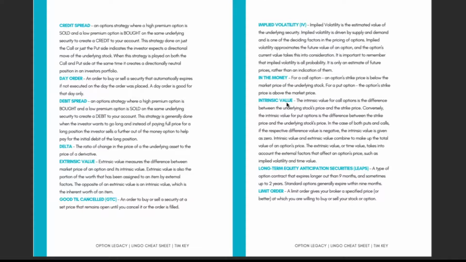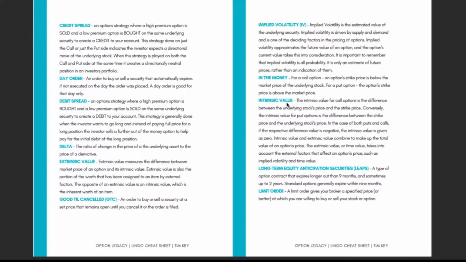Intrinsic value is the value of a call option. Intrinsic value for a call option is the difference between the underlying stock's price and the strike price. Conversely, on the other side of things, the intrinsic value for put options is the difference between the strike price and the underlying stock price. You notice how they're the same? Just calls are on one side, puts on the other side. In the case of both calls and puts, if the respective difference value is negative, the intrinsic value is given as 0.